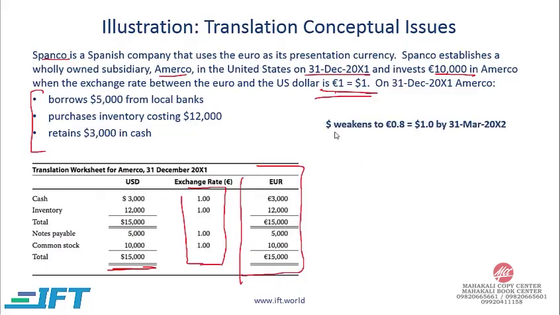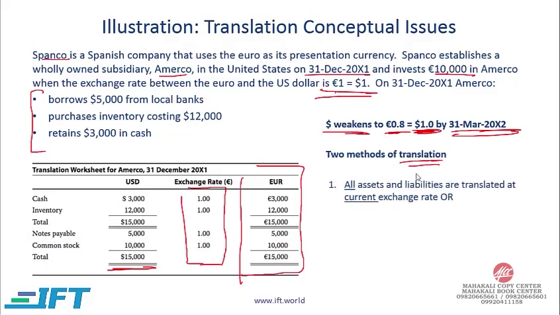But then the dollar weakens relative to the euro. On 31st March, so that's 3 months later, 0.8 euro is equal to $1. Note that we are taking the foreign currency, which is the dollar, as the base currency, 1 unit of the dollar. Now, given this new rate, how will we translate the balance sheet of the subsidiary?